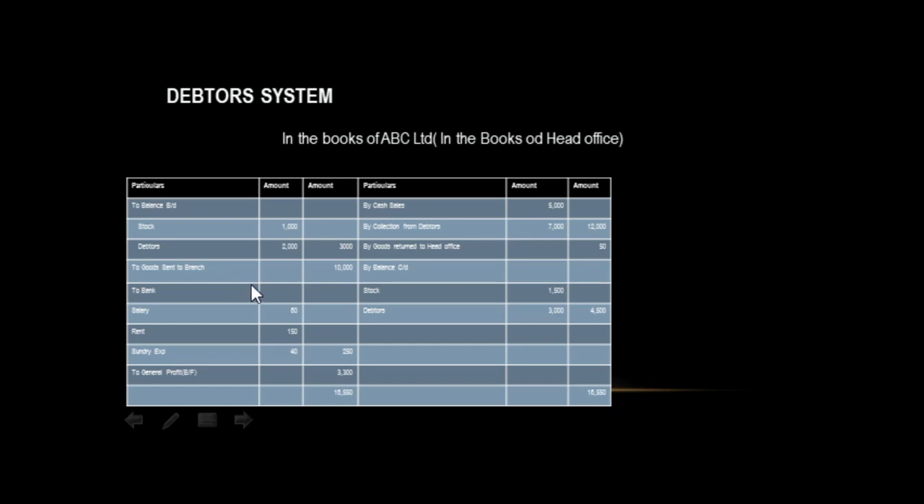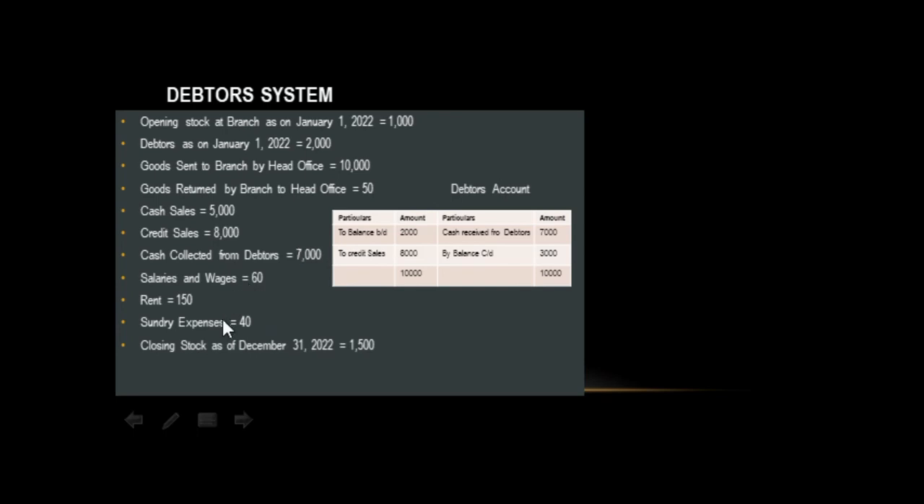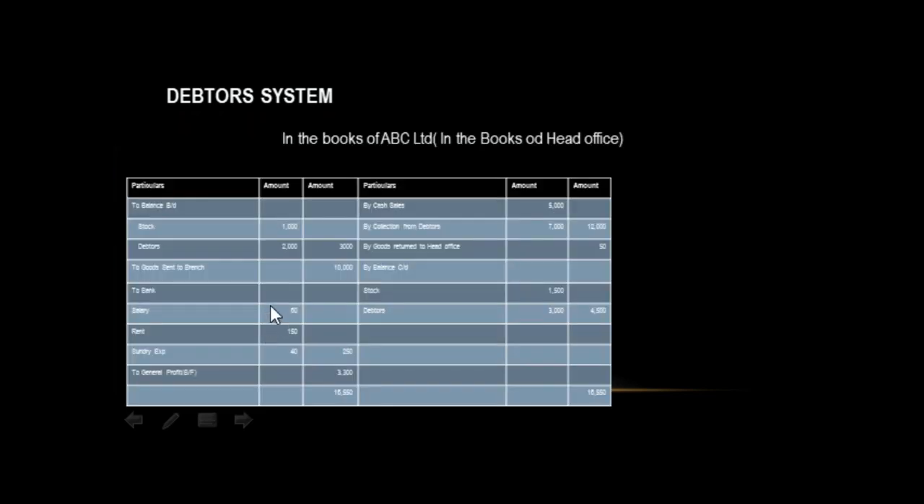Now goods sent to branch, 10,000 rupees, we have to show here. Similarly, the expenses paid by the head office to the branch should be shown on the debit side. They have given salary and wages 60, rent 150, sundry expenses 40. These are the expenses paid by the head office to the branch, which are shown here. We put it under the heading of expenses paid by head office: salary, rent and sundry expenses, total 250 rupees.